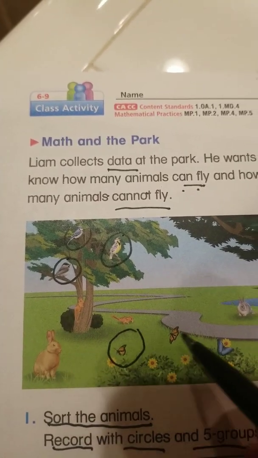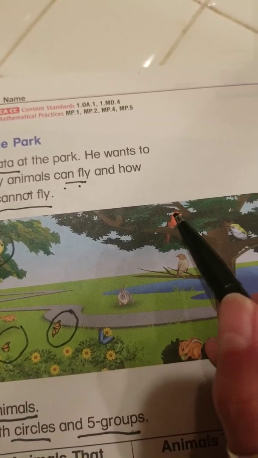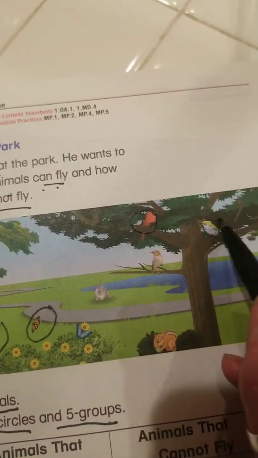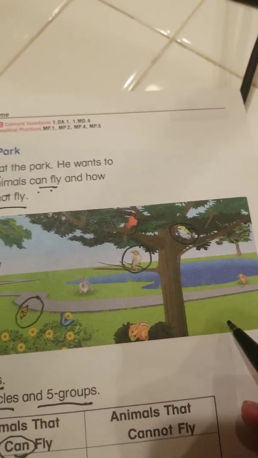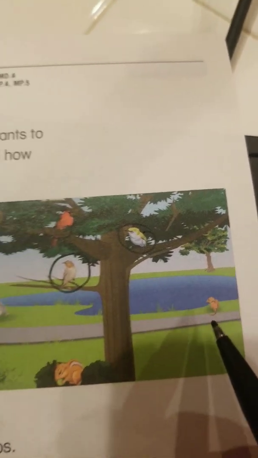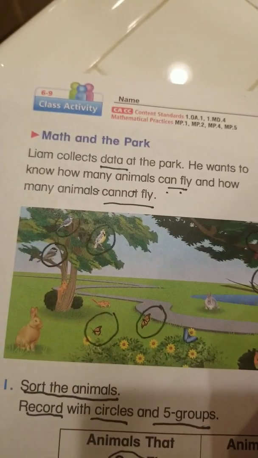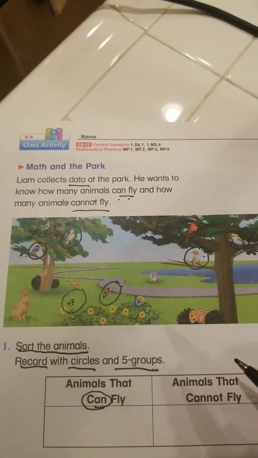This can fly. This can fly. The rabbit cannot fly. This bird can fly. This bird can fly. This bird can fly. And this looks like a mouse. That's not a bird. So looks like I've got this many animals that can fly in my picture.